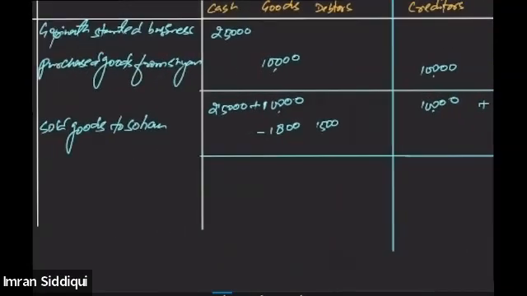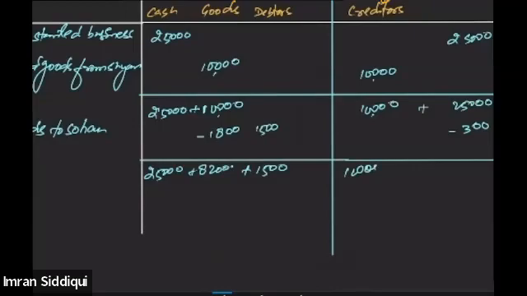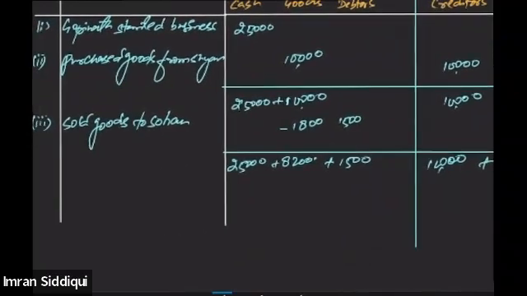So after the third transaction, the total amount of cash will be 25,000, but the total amount of inventory or goods will be 8,200 only. But at the same time, there will be an increase in the value of the asset by way of debtors, 1,500. On the other side of the equation, we will have creditors 10,000 plus capital. Now the capital will reduce by 300, so the total capital will be 24,700. Understood? Is this clear?